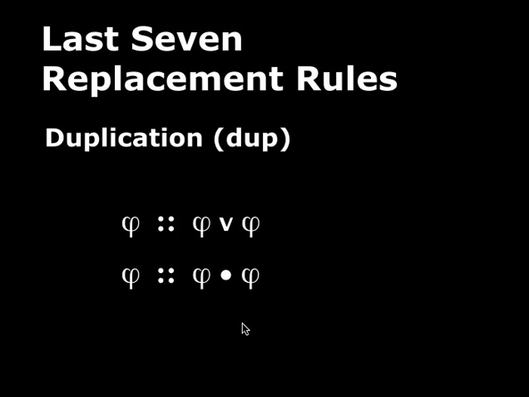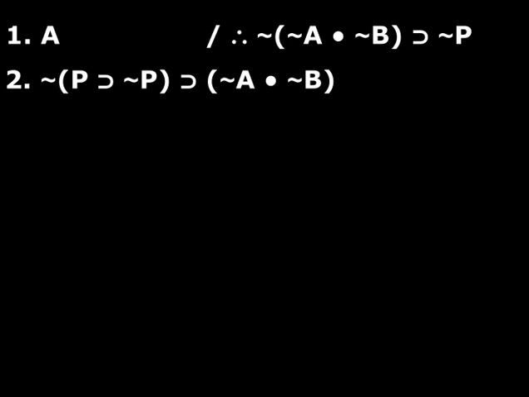Now you can see here again, there's a lot of redundancy in these rules. For instance, I could go from this to this by duplication. I could also use the rule of DI to go from this to this. I can go from this to this by duplication. I can also go from this to this by simplification. So there's redundancy in our rules. Well, anyway, now we've got all 10 replacement rules introduced. So let's work through some examples.